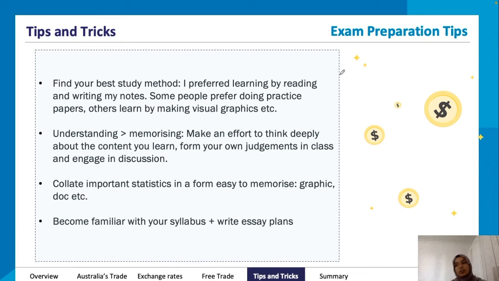Ask your tutor as well. You can ask your friends as well, whoever it is. Another thing that is really important, and something that I really push for my students to focus on, is this idea of understanding over memorizing.